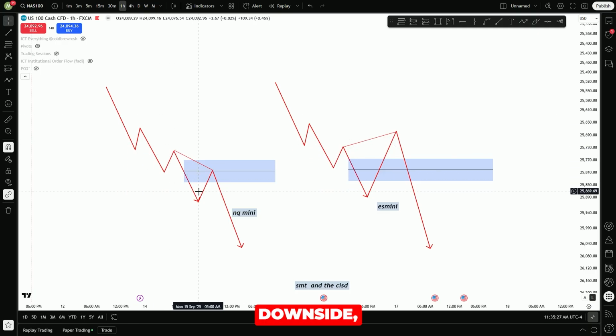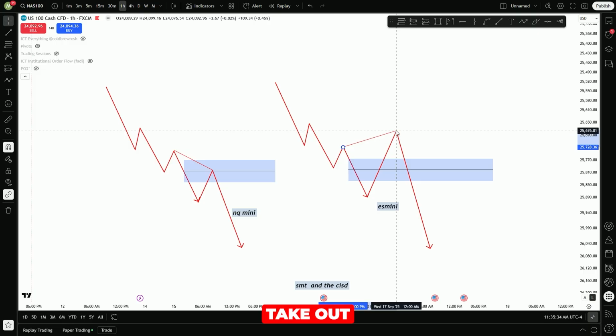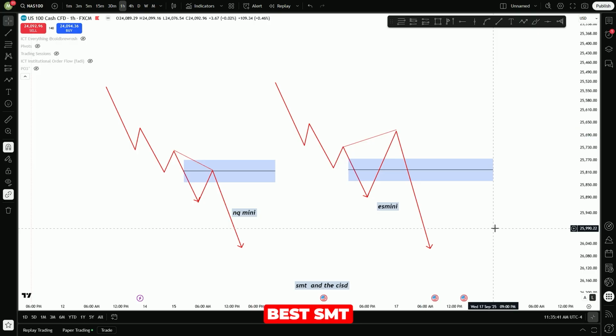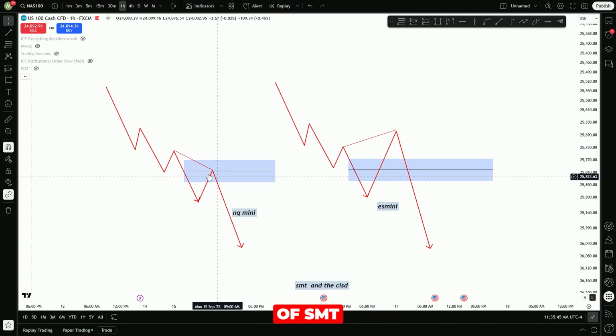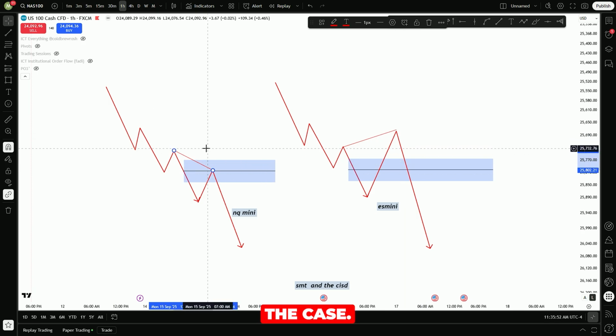When the market is moving toward the downside, one pair will just simply respect the PD array, while the other will take out the high that was created recently, and you will get the SMT. Now which one is the best SMT? In my opinion, it doesn't matter which type of SMT is strong, because a lot of people say this is the strongest one and this is the weakest one. That is not the case. You have to align your SMT with your bias, and with the direction of the market, so that you can get the high RR trade.